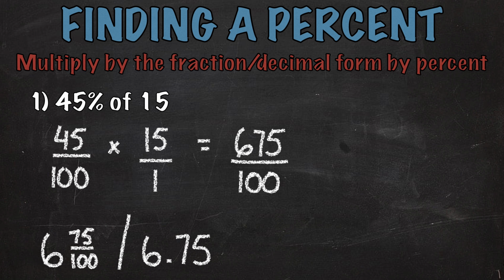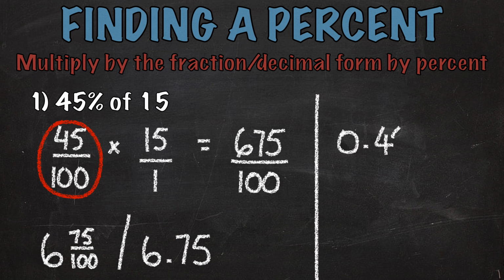Or we can multiply by the decimal form of the percent, which is 0.45 times 15. And you should get the same answer of 6.75. And that's it. That's how you find the percent of a number.